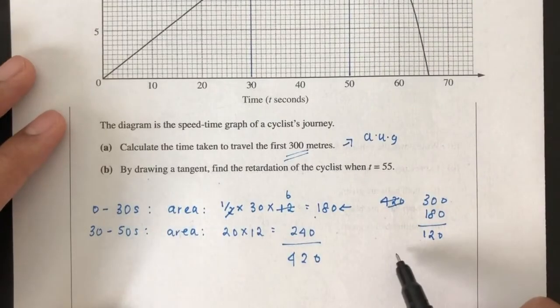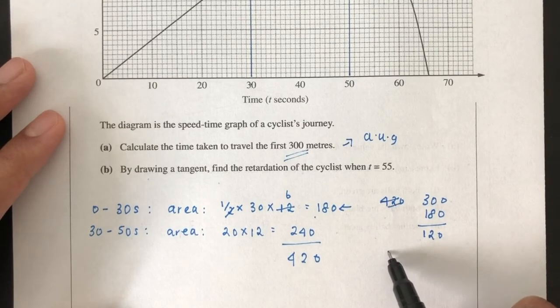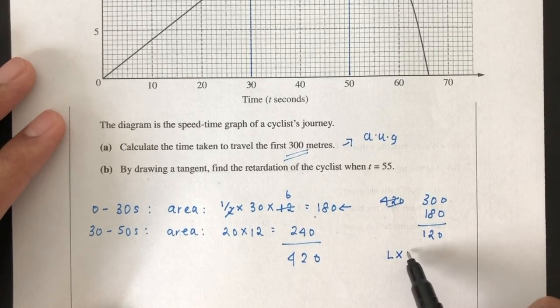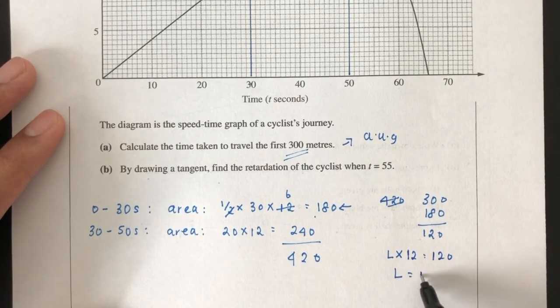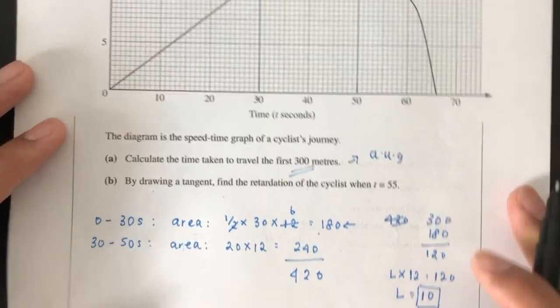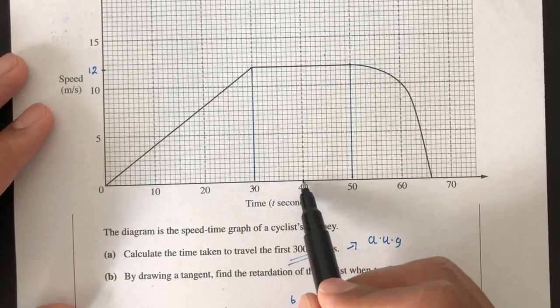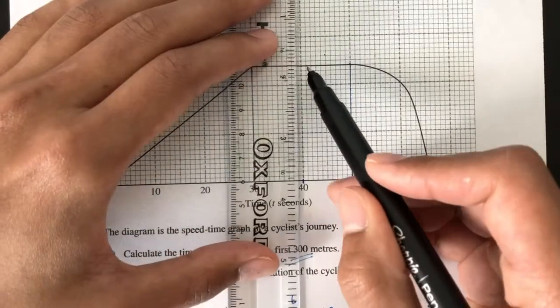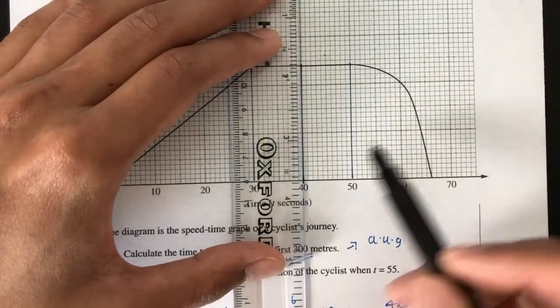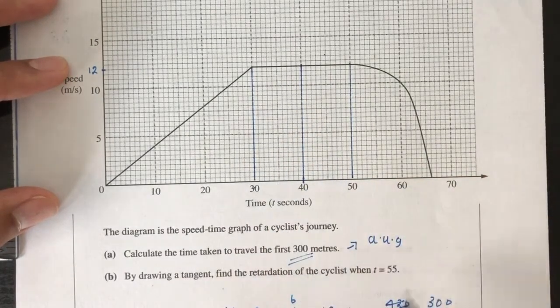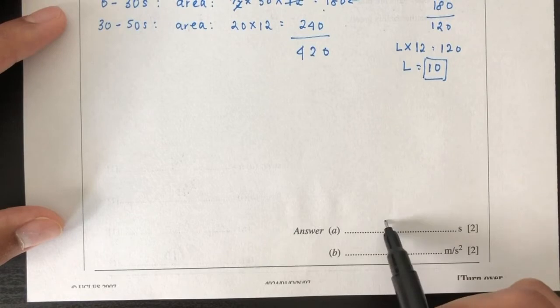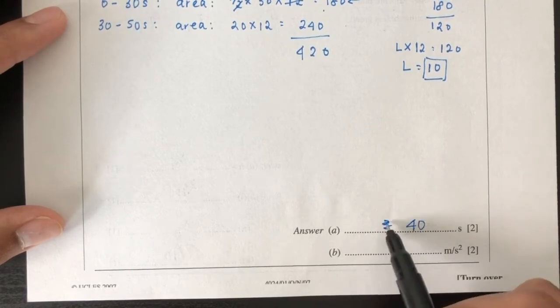As you know, the area of a rectangle is length times height, so we have to find the width. The width times 12 equals 120. So the width is 10. So in that case, we're looking for there. So just to recap, this one is 180 and this one is 120. So 180 plus 120 will be 300. So the time taken to travel 300 will be 40. So the first answer will be 40 seconds.